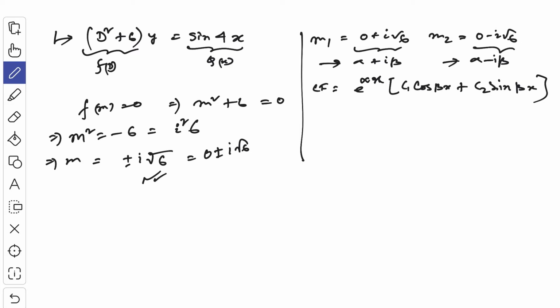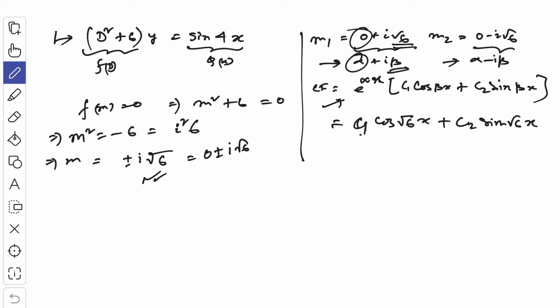If you put the value of alpha and beta here, in this case alpha is 0 and beta is root 6. So this term will be equal to 1 because the power on e is 0 as alpha is 0, and anything to the power 0 is 1. So we have got c1 cos root 6 x plus c2 sin root 6 x. So this is our CF. Now let us find PI.